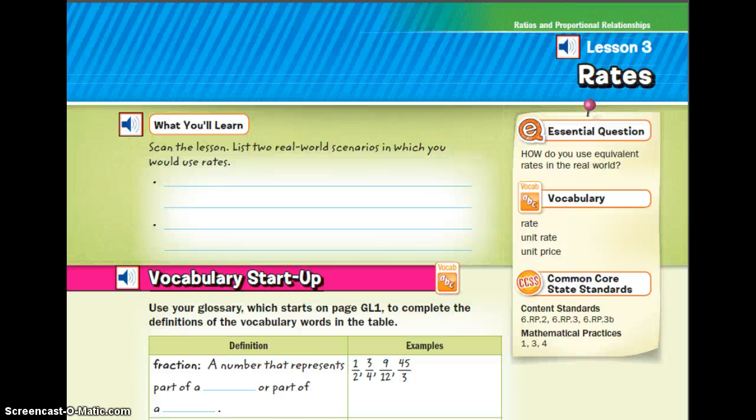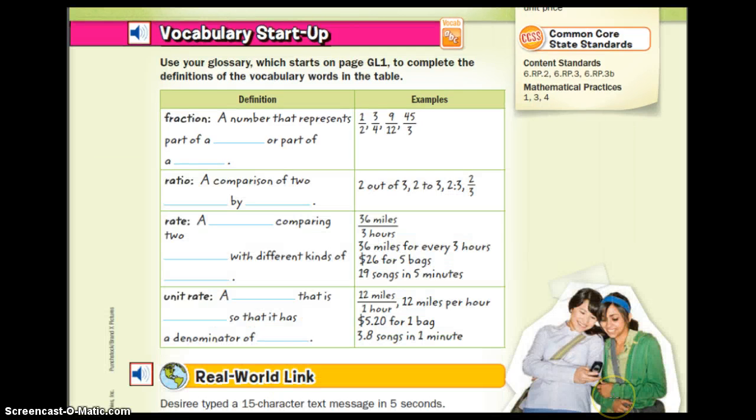We're on Chapter 1, Lesson 3, Rate. Please turn to page 31 in your textbook. Before we can talk about this lesson, we have to talk about vocabulary words. This is probably the most important part of this lesson, so please pay attention.